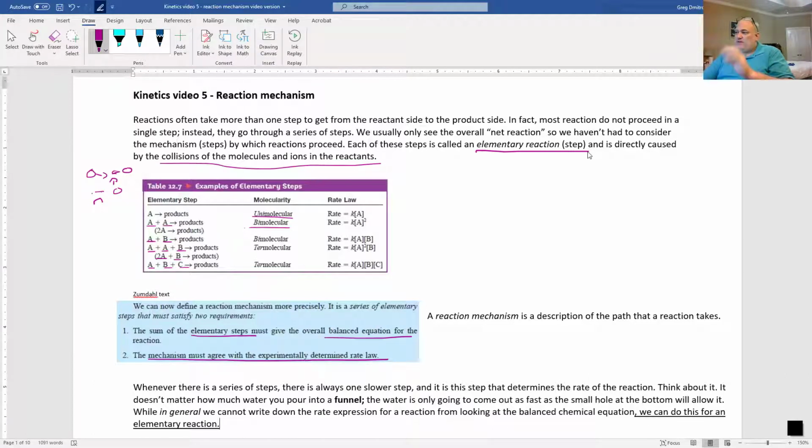Before I go any farther here, whenever you have a series of steps, there's always going to be a slow step. So one of the examples is like having a funnel. The worst funnel in history, right? If we put stuff into here, it doesn't matter how wide the mouth of this is, we're only going to go as fast as the opening down below here.